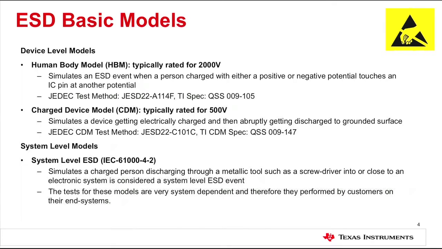The human body model is typically rated for 2000 volts and it simulates an ESD event when a person charged with either a positive or a negative potential touches an IC pin at another potential. JEDEC test method JESD22-A114F is used to test ESD sensitivity for human body model.